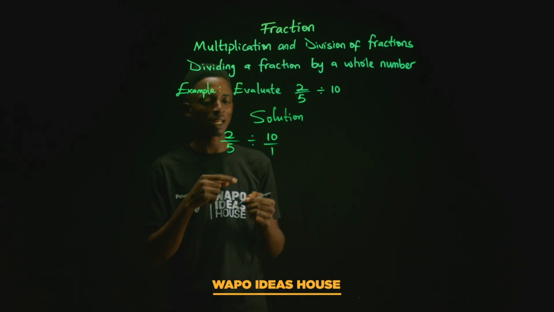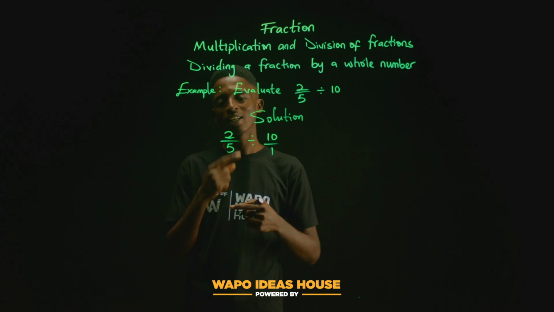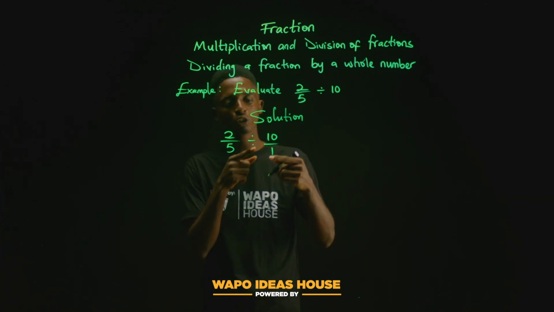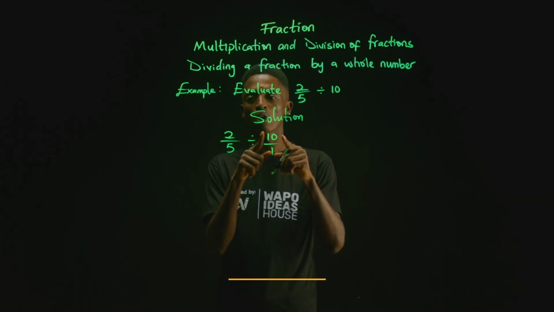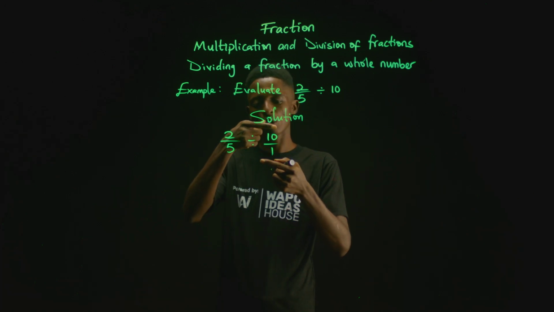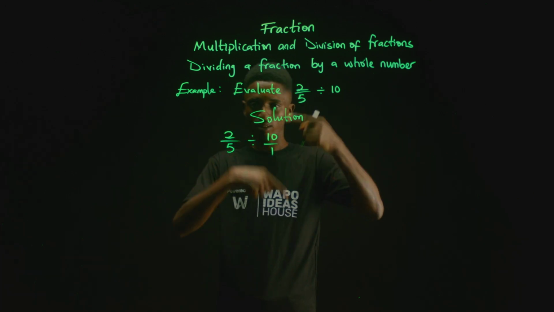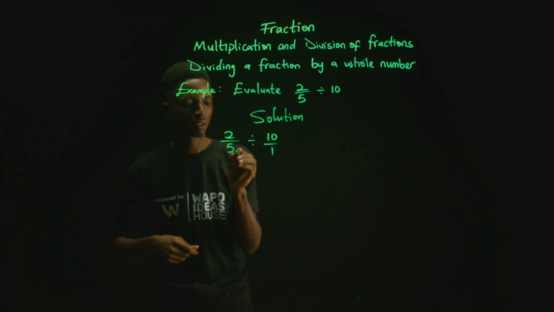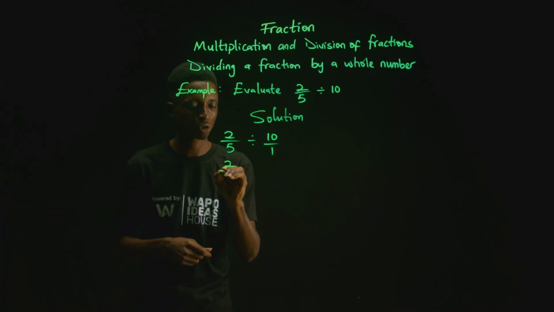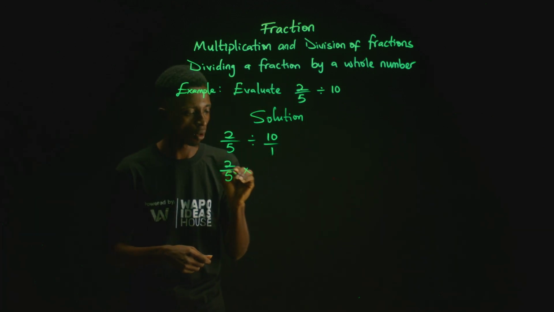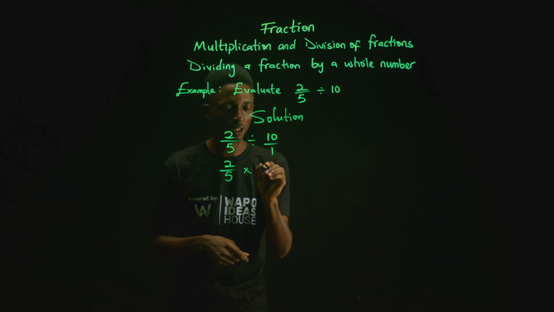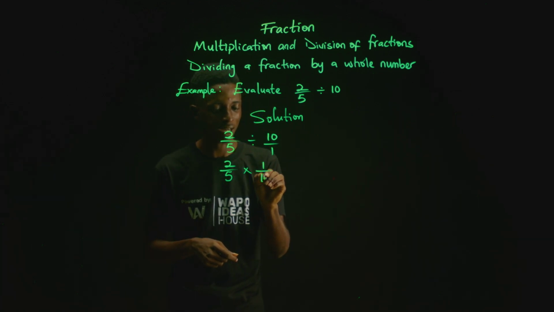Now what you want to do now is to change this division sign to multiplication, which will cause us to write the reciprocal of this whole number, so that is, it becomes 1 over 10. In other words, you flip it. So we'll have this now as 2 over 5 multiplied by. Now when we flip this, we have 1 over 10.